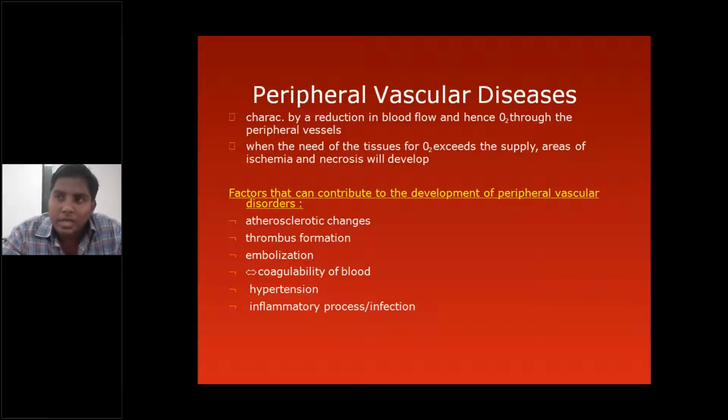Then this pain is relieved with rest, because with rest those muscles which are involved in the exercising and activity come to rest. The oxygen requirement gets reduced, and so there won't be any ischemic pain. So after taking rest for a particular period of time, the patient can resume walking, and once again he starts feeling pain, because that is the point at which the oxygen supply and the demand are mismatching.